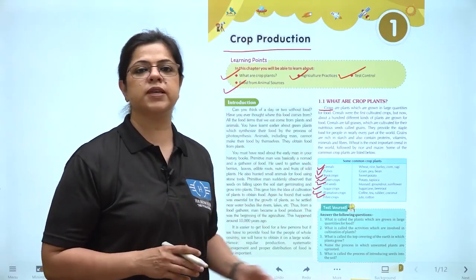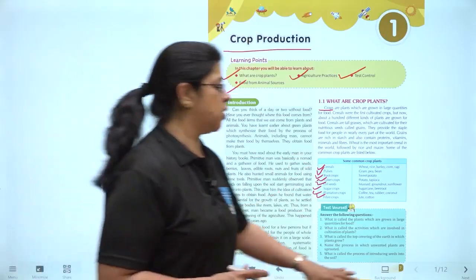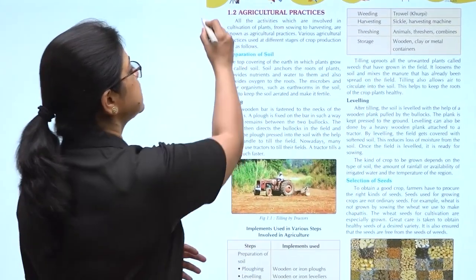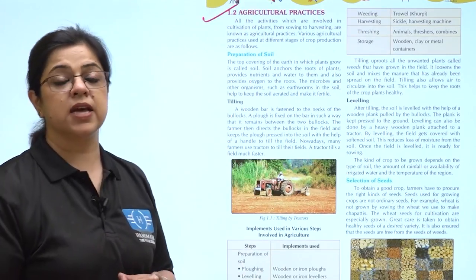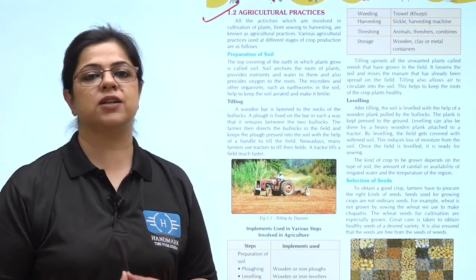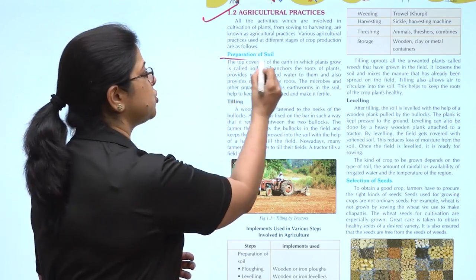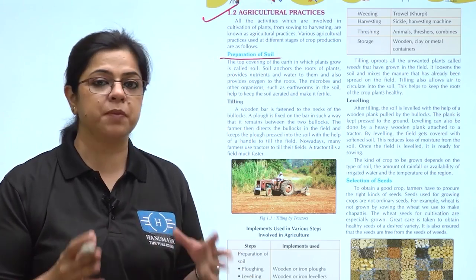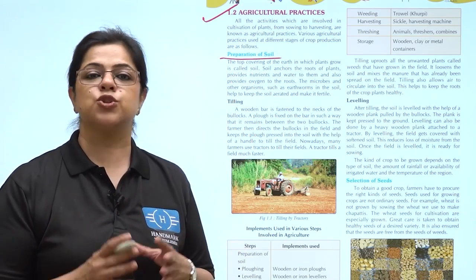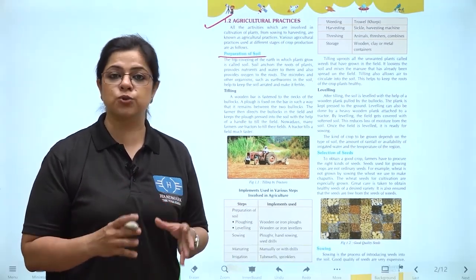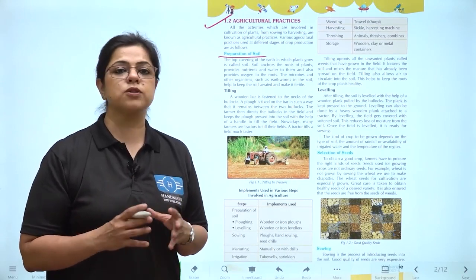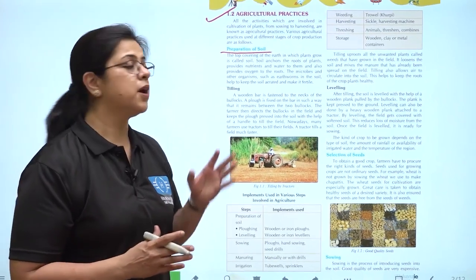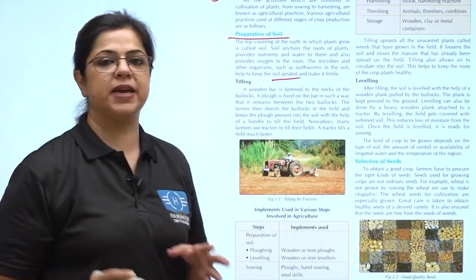In order to grow these crops, there are certain steps or certain stages that have to be followed. These stages are known as agricultural practices. The first and foremost step in agricultural practices is the preparation of soil. We all know that the top layer of the earth in which the plants grow is known as soil. Soil not only provides valuable nutrients to the plants but also provides water. Then there are useful organisms like the earthworm which keep the soil aerated and make it fertile.